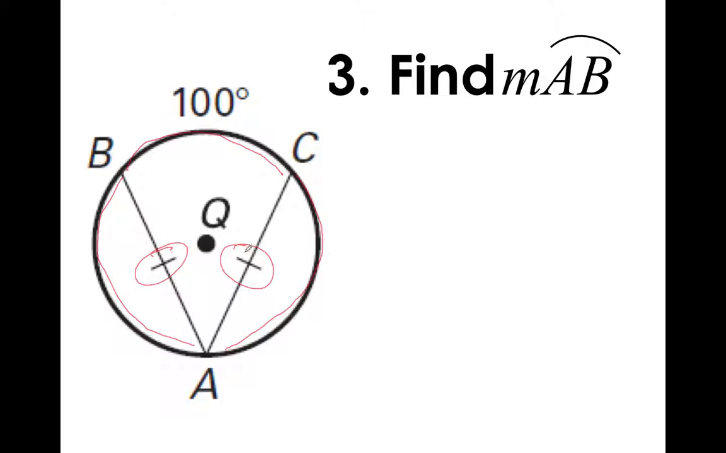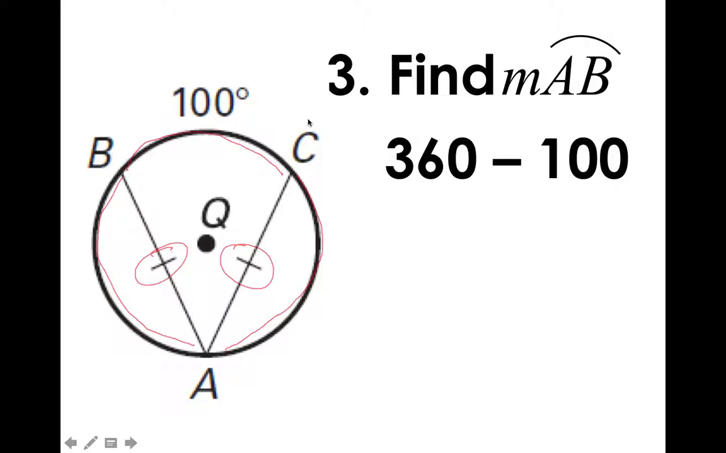And remember what the rules said. The rules said that if my chords are congruent, that means that their arcs are congruent. So I need to figure out, well, how much of this circle is left? Well, in order to figure that out, we do 360 minus 100. When I do 360 minus 100, that leaves me with 260.